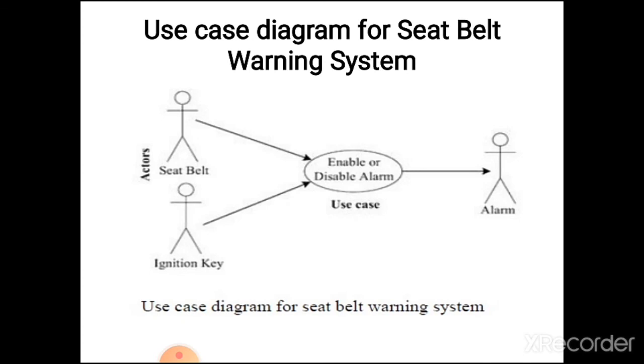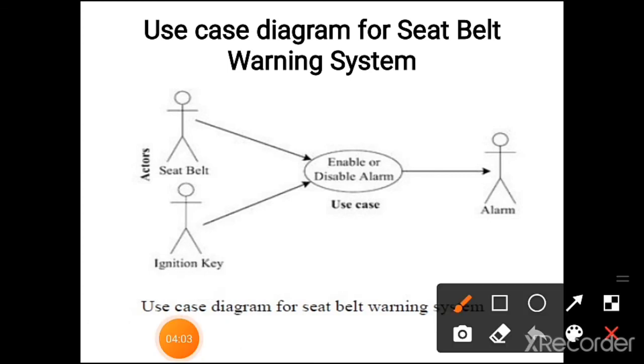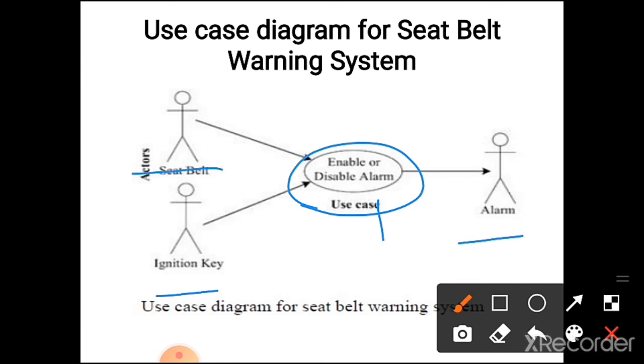Here it represents the use case diagram for a seatbelt warning system. In this case, the use case represents enable or disable the alarm. This alarm is used by the actors like alarm, ignition key, and seat belt key. These interact with this alarm. So there is a seat belt warning system. If the ignition key is on, then we need to check if the seat belt is on or off. Based on that, the alarm is enabled or disabled.